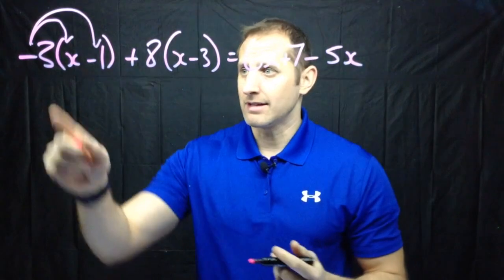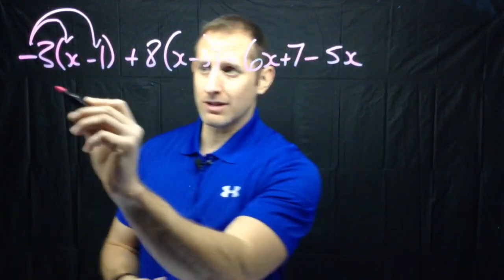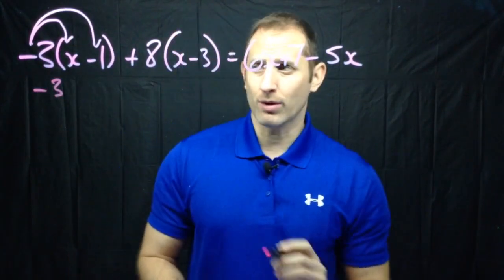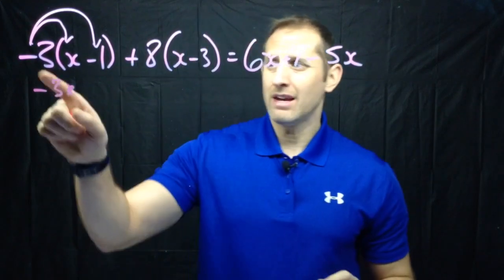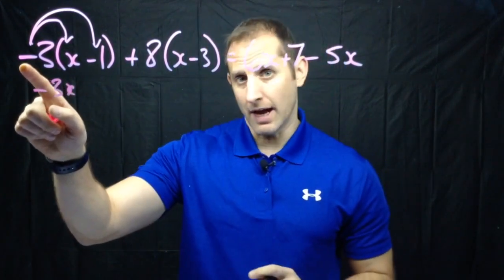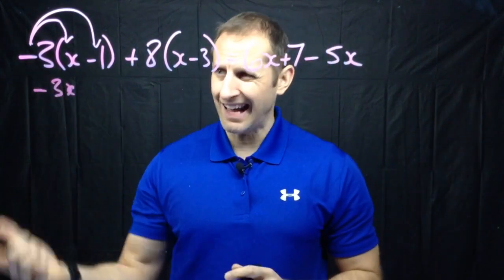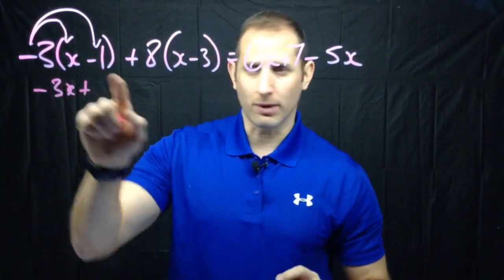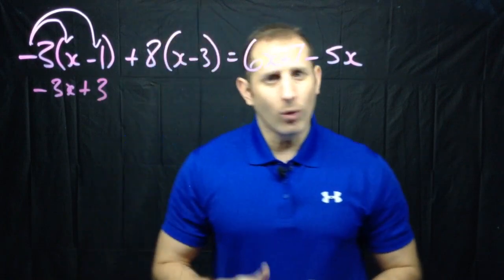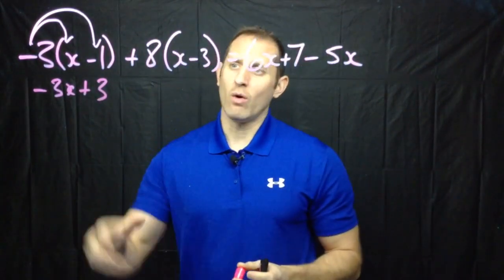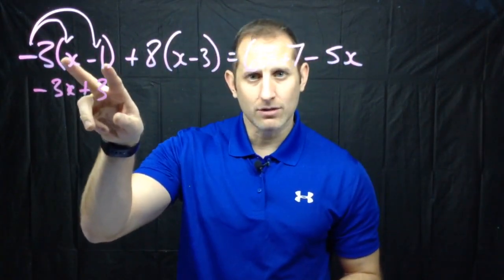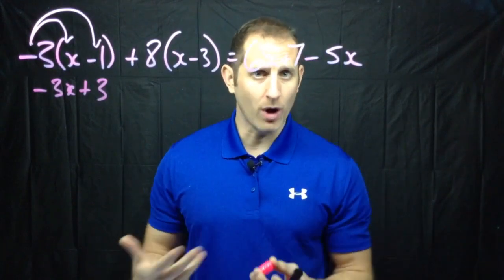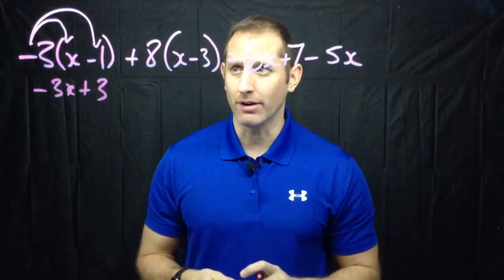So it looks like this. -3 times x is going to give us -3x. And then if we take -3 and multiply it by -1, a negative times a negative is always a positive, and I'm just left with 3 times 1, so that is 3. What you can see here is now I've eliminated that bracket, so I can actually continue the process of working my way down here.